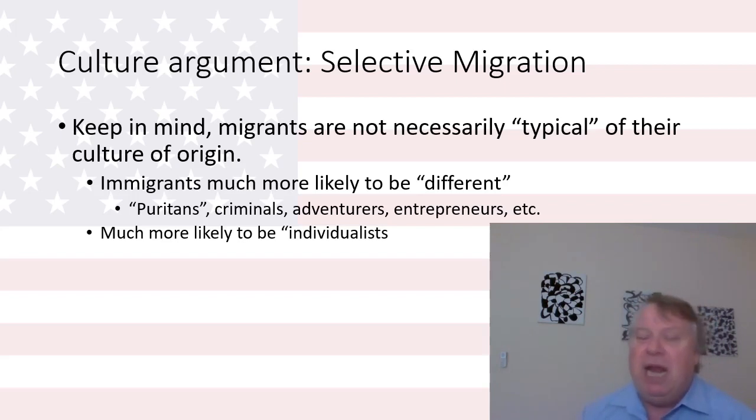Immigrants were more likely to be entrepreneurial or were more likely to want more freedom, like the Puritans wanted religious freedom. Adventurers who wanted to come and seek out their own life. Entrepreneurs. Even petty criminals. A lot of criminals were sent to America as punishment. Maybe that's why we like deviants so much. Australia kind of has the same thing because also a lot of criminals were sent there for punishment. Either way, this might explain why Americans are much more likely to be individualist, much more likely to be anti-government, much more likely to want to be self-reliant.